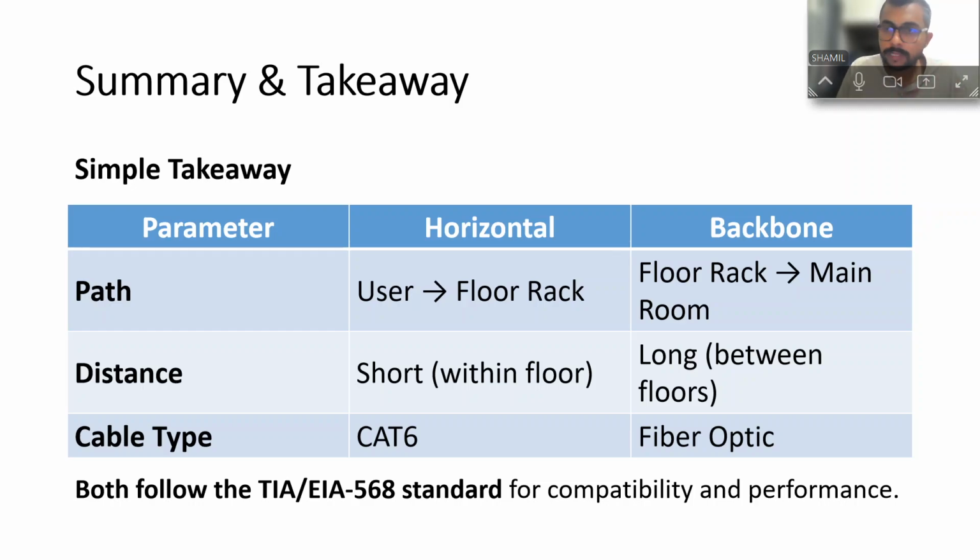Both these types of cabling follow the TIA, that is the Telecommunications Industry Association, and the Electronic Industries Alliance. These are the names of the organizations, and the standard number is 568, that is TIA/EIA 568. It is a set of rules designed for the telecom system to make sure that all the components of the telecom system are working properly. So that's why both these cablings follow this particular standard.